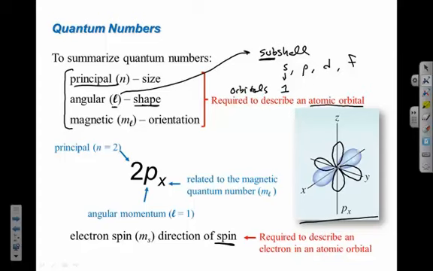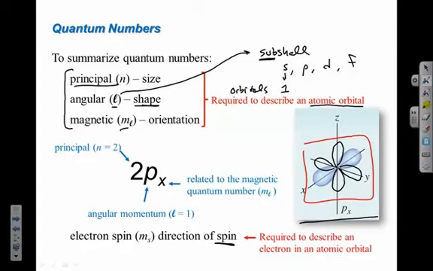So a p subshell includes all three of those orbitals. So when you stack the orbitals within a subshell on top of one another, it approximates a roughly spherical shape. But the individual orbitals in that subshell are not necessarily spherical, right? So I wanted to point that out.